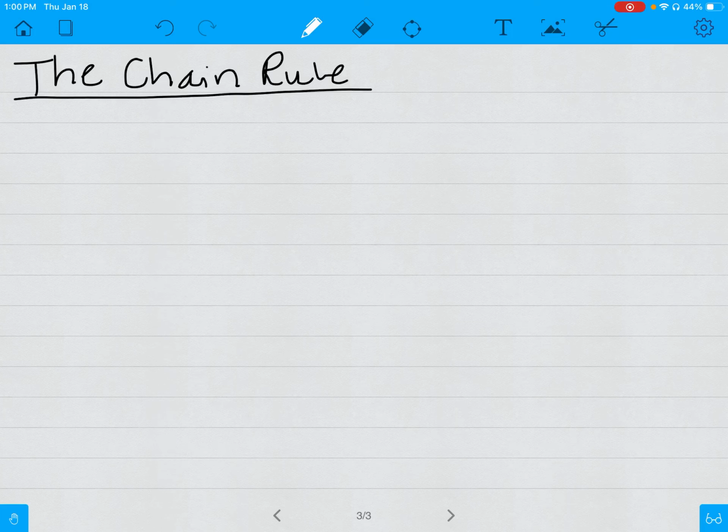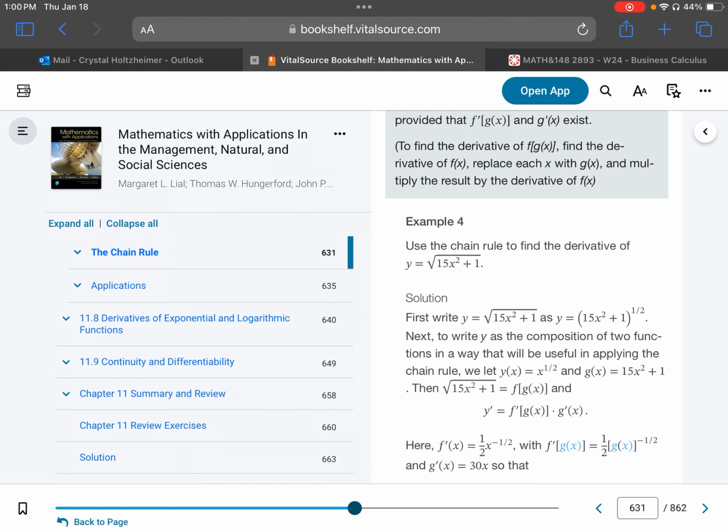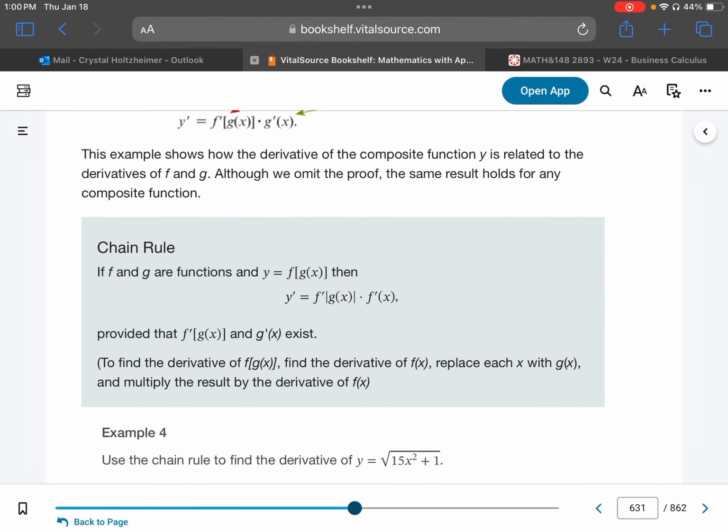In this video, we're going to be looking at the chain rule and how we can apply it to help us find the derivatives of composite functions. So I'm going to pull up what's in your book here for the chain rule. Here's what it says.